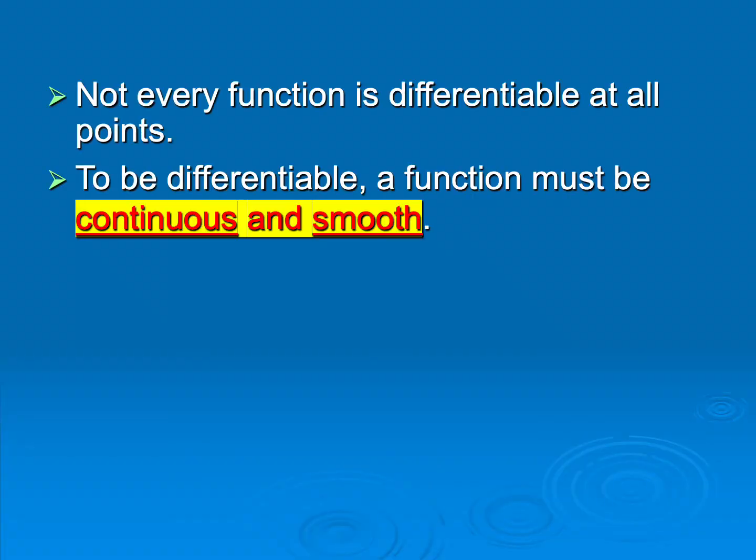We have learned now that not every function is differentiable at any point. Graphically, the condition is that the function is continuous and smooth. Continuous, we know it: the function should have no gap, no jump, no infinite jump, no asymptote. And smooth may be a new vocabulary word. We need to know the meaning of smooth.